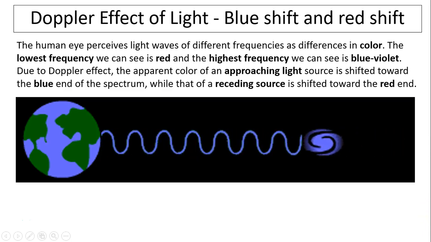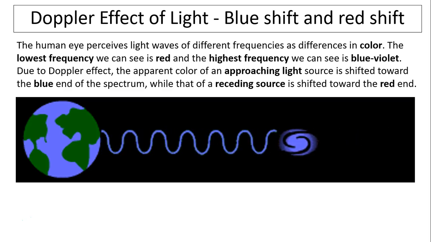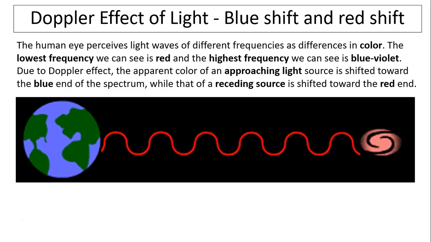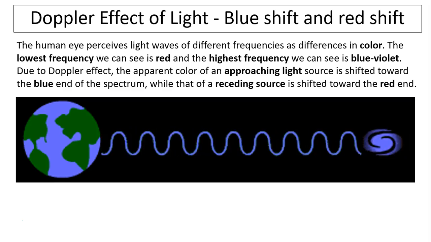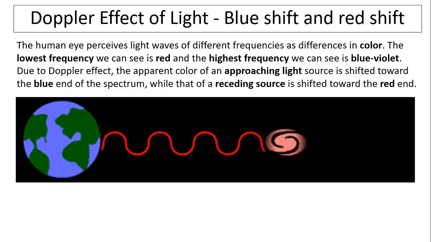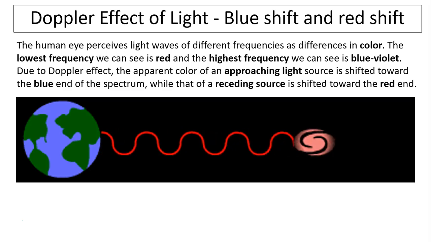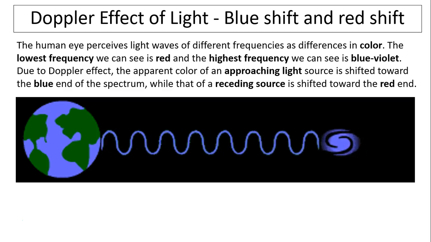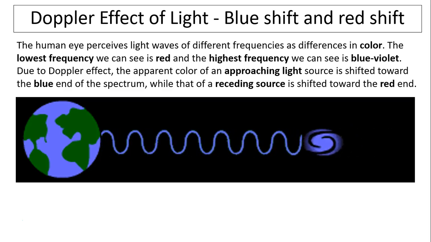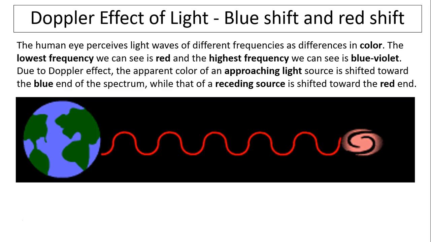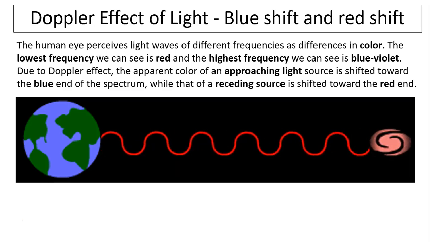Doppler effect of light is blue shift and red shift. The human eye perceives light waves of different frequency as different colors. At the lower frequency we see red, and at the highest frequency what we see is blue or violet. Due to the Doppler effect, the apparent color of an approaching star is shifted toward the blue end of the spectrum. If the star is moving away from you, you perceive it as red.